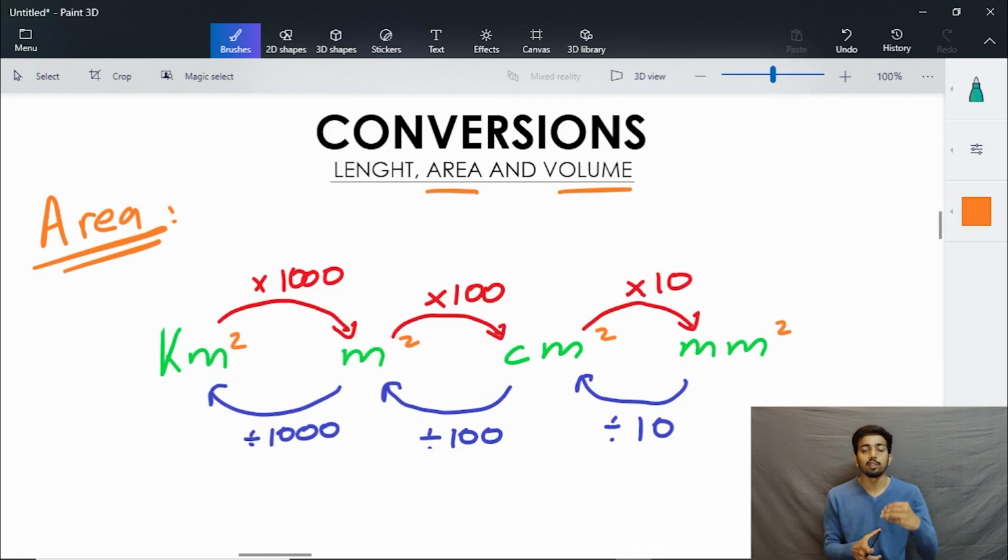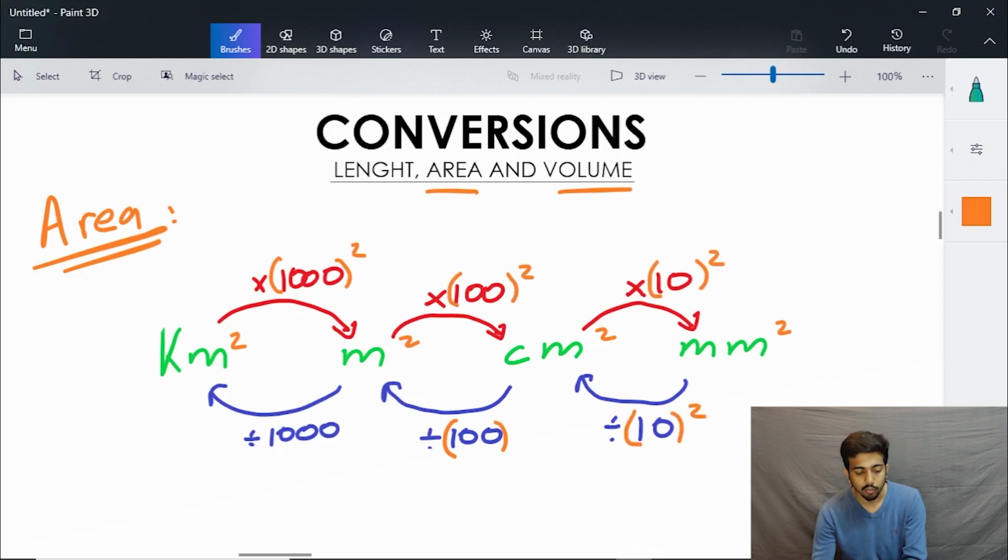We have to take the squares of the, you can say, scale factors or the multipliers that we are using. So over here, I'm going to take the square of this 1000. I'm going to take the square of this 100. I'm going to take the square of this 10. Similarly, for the division signs, we are going to do the same. We are going to take the squares of those also. And that's it. Now, this is our conversion plan for the area.